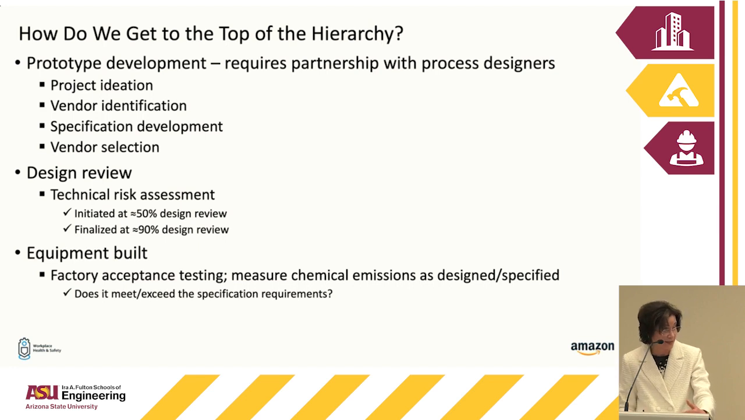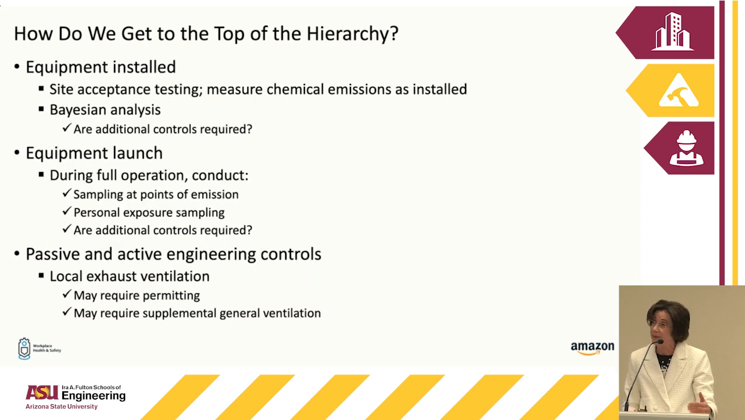It has to be at project ideation, and then vendor identification, specification development, and then vendor selection. And then it has to go through an extensive design review. And a technical risk assessment has to be initiated early on. What usually is done at 50% design review, and then it's finalized at 90% design review. And then the equipment is built, and we do factory acceptance testing, measure chemical emissions as designed and specified, and see whether it meets and exceeds the specification limit. And then it's tested again when the equipment is installed. And it has to have site acceptance testing. And that will help us understand whether there are additional controls that need to be done.